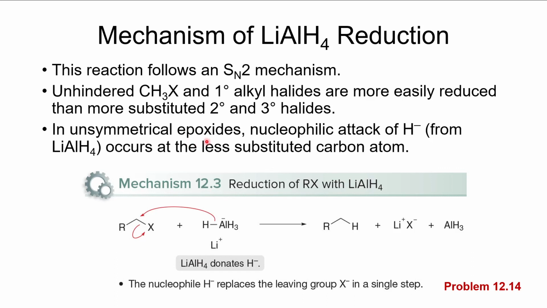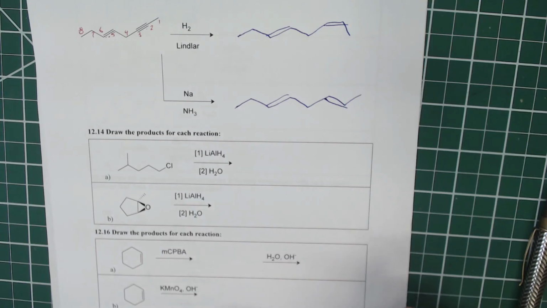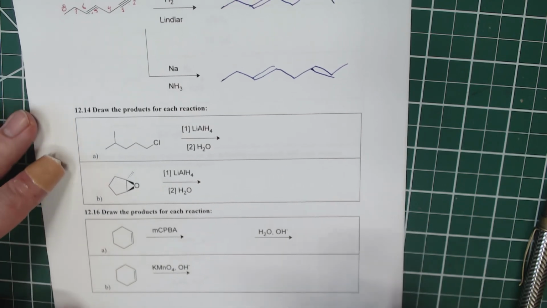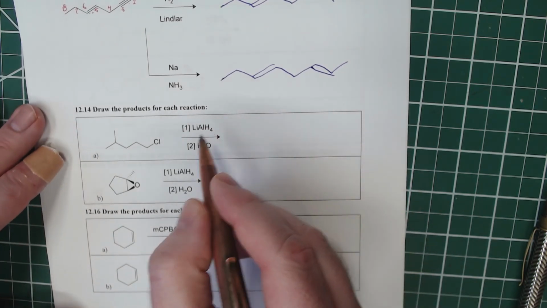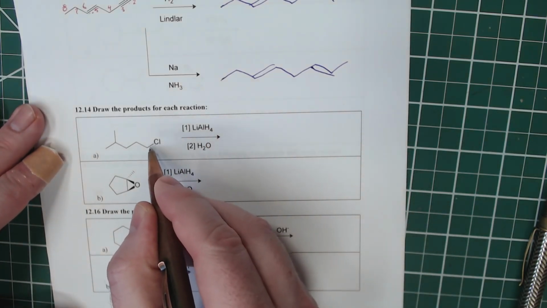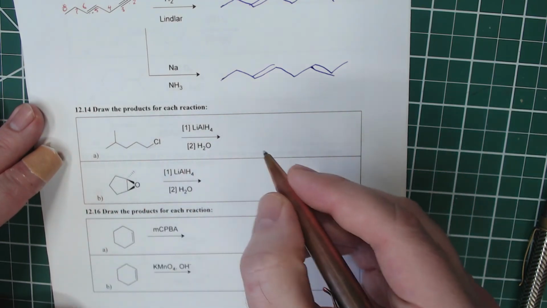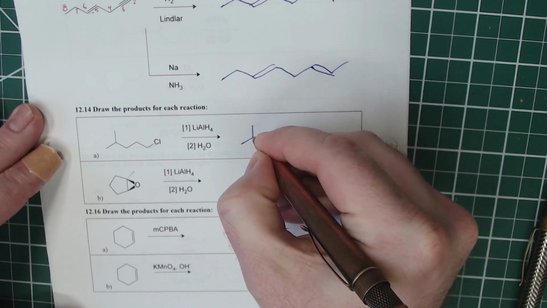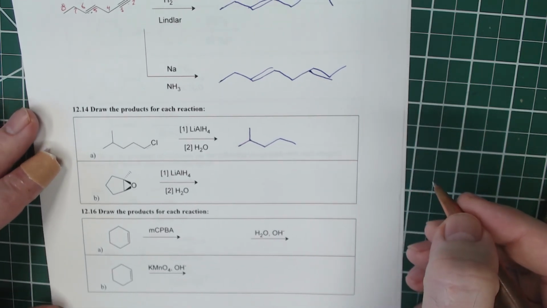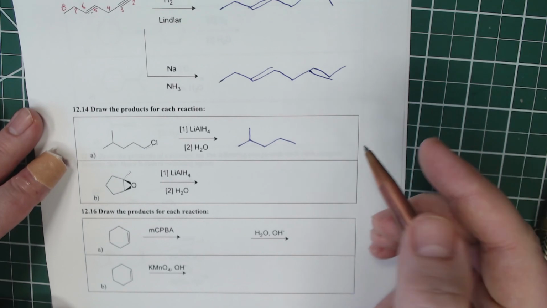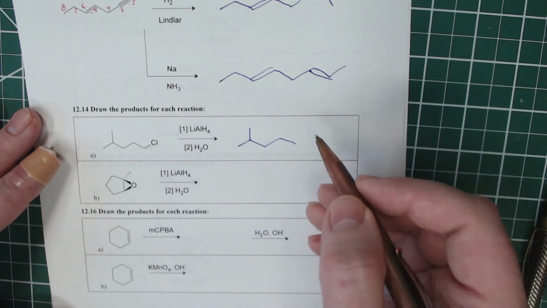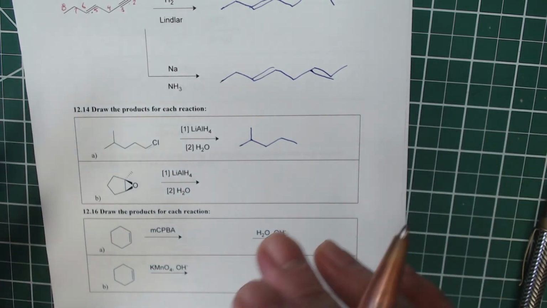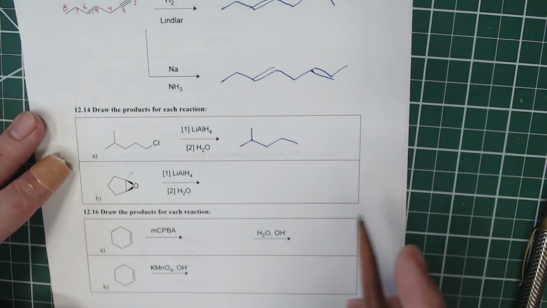So let's look at number 14, and this will be the last thing in this particular video. All right, so lithium aluminum hydride, we do the reduction here, and we're just going to convert that into an alkane. So we'll just do 1, 2, 3, 4, 5. All right, so we'll get that. And we're not going to worry about the rest of the stuff, but you will get a lithium chloride and some aluminum containing compounds.